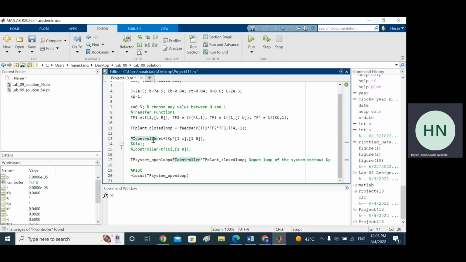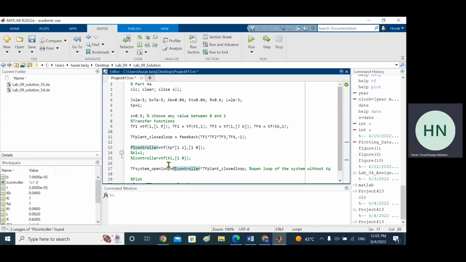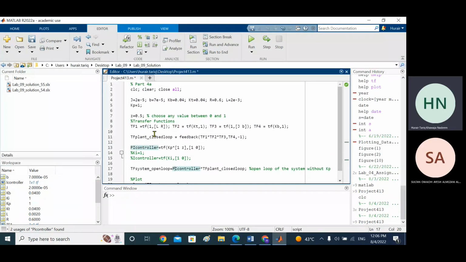Now right now we are doing the PI controller. So what we are going to do is write PI over there. Okay, this is the PI controller, and the PI controller is multiplied with the plant, so you will get the open loop transfer function of the system. Okay, keep this value of KP as 1. So KP should be taken over here as 1.